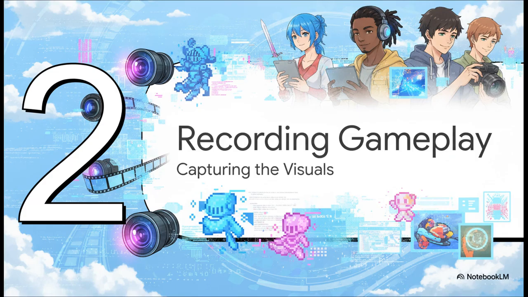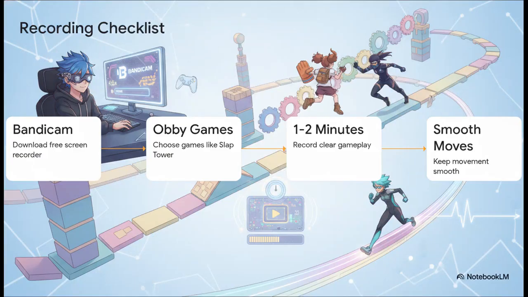Section 2. Recording smooth background gameplay. Capturing the visual foundation. All right, so this checklist is your filming schedule, essentially the first physical station of our digital assembly line. First, you download a free screen recorder like Bandicam, which runs smoothly on almost any computer. Then, you open up Roblox. But you don't just play any game. You specifically choose Obby, or obstacle course games, like Slap Tower or Mega Obby.